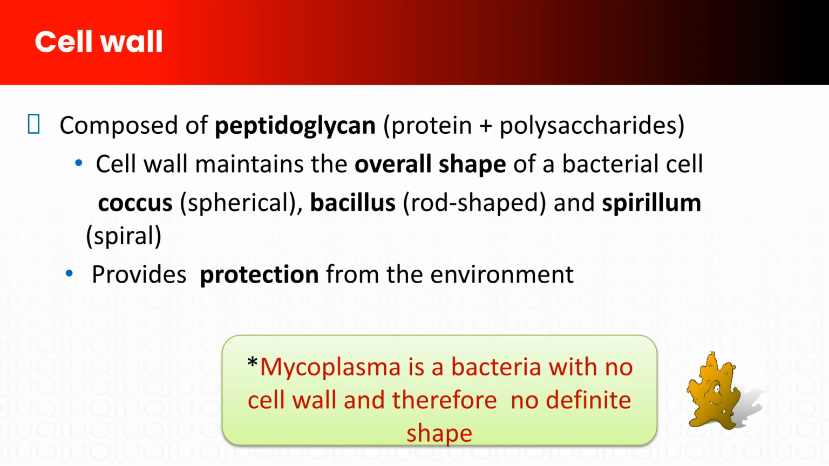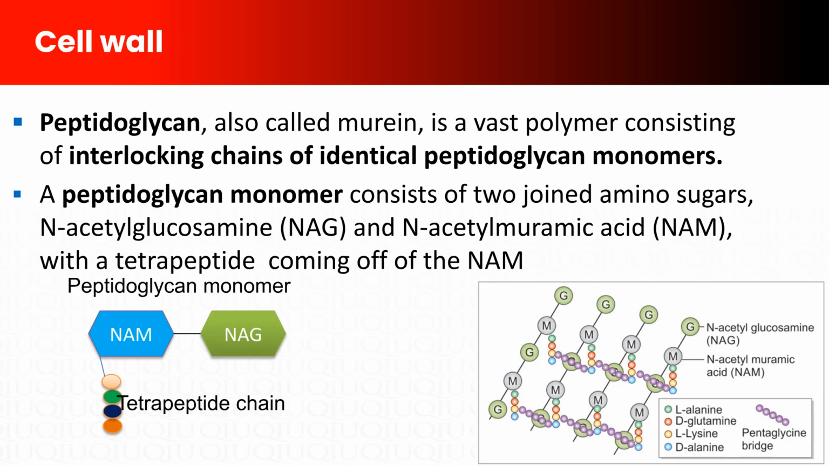The cell wall is composed of peptidoglycan and maintains the overall shape of the bacterial cell, such as coccus, bacillus, or spirillum. It also provides protection from the environment. An exception is mycoplasma, a bacteria with no cell wall and thus no definite shape. Peptidoglycan, or murein, is a vast polymer of interlocking chains of identical monomers. Each peptidoglycan monomer consists of two amino sugars, N-acetylglucosamine, NAG, and N-acetylmuramic acid, NAM, with a tetrapeptide chain extending from the NAM.